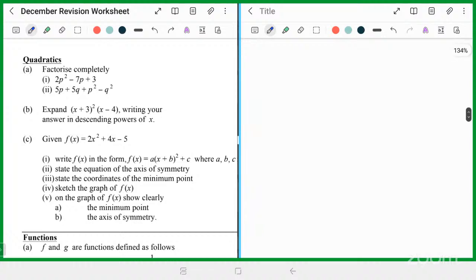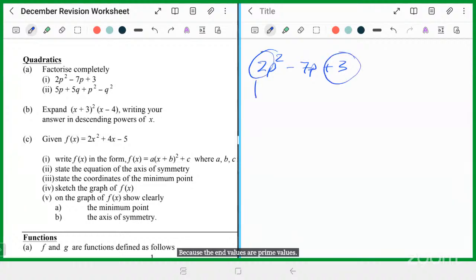All right. So it's 2p squared minus 7p plus 3 to factorize. Now, these are easy to factorize, you know. This one is in particular easy to factorize because the end values are prime values. The only factors of this 2 is 2 and 1. And the only factors of this 3 is 3 and 1. So those are the values going in the bracket.